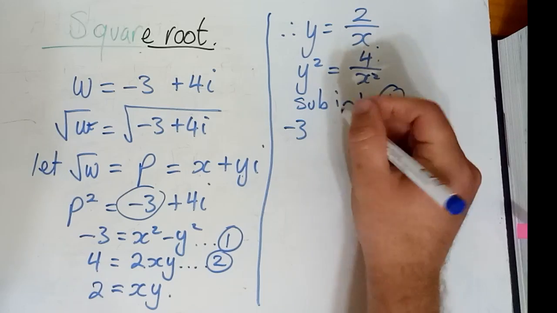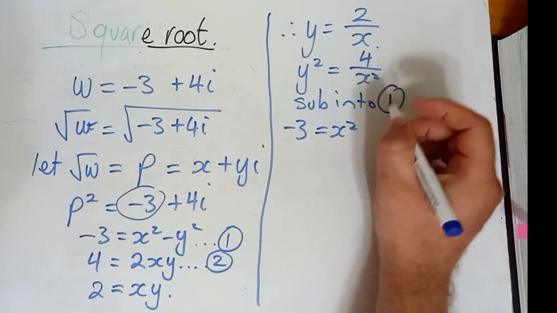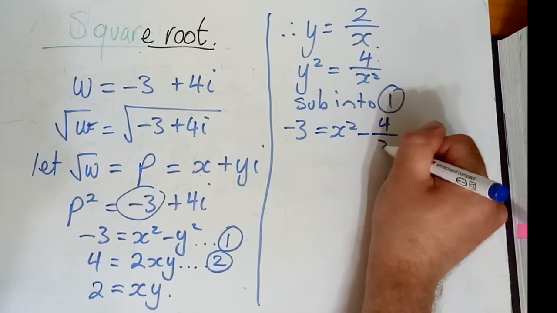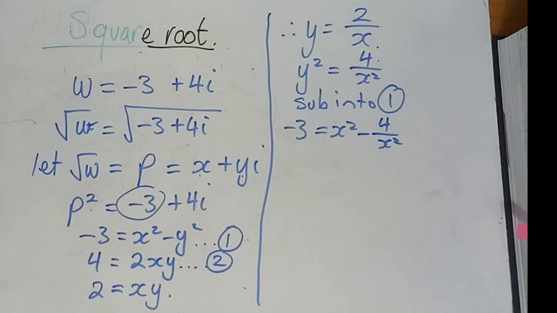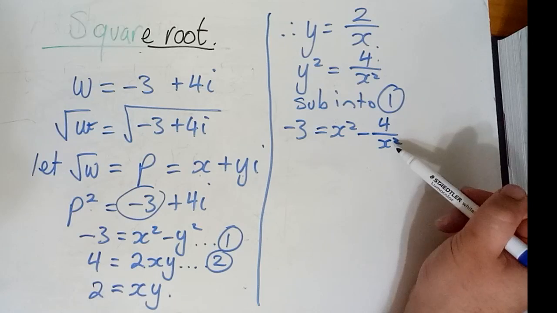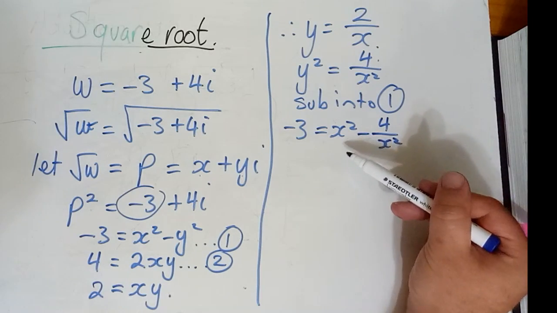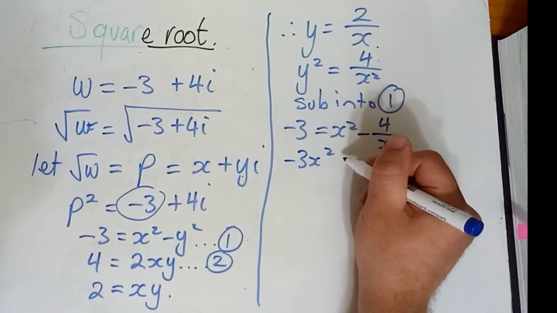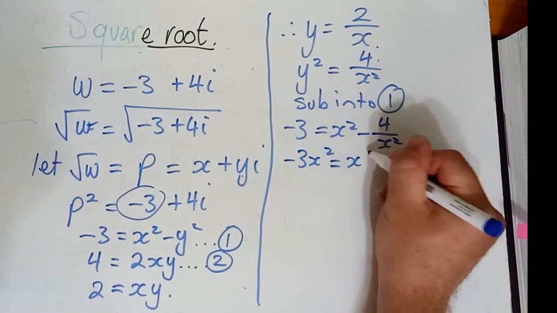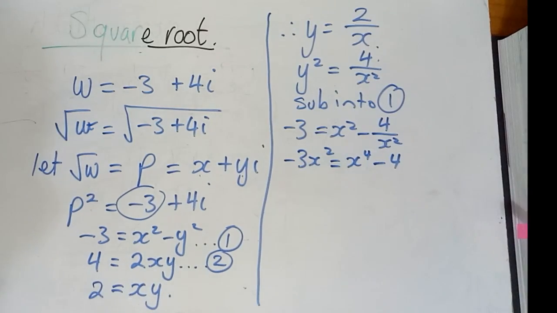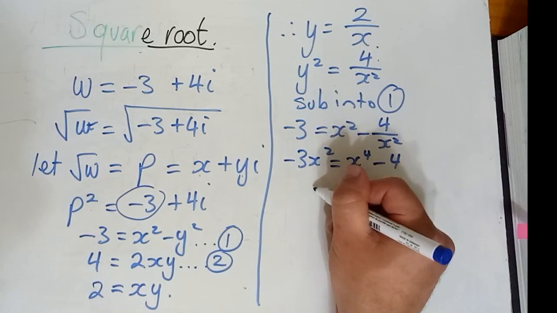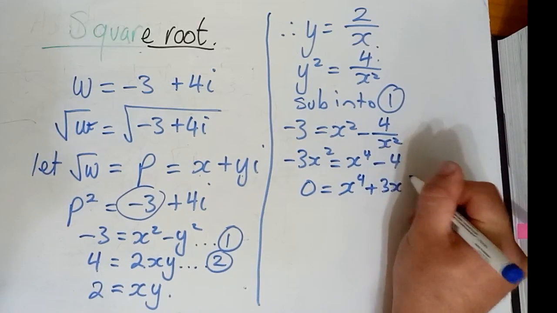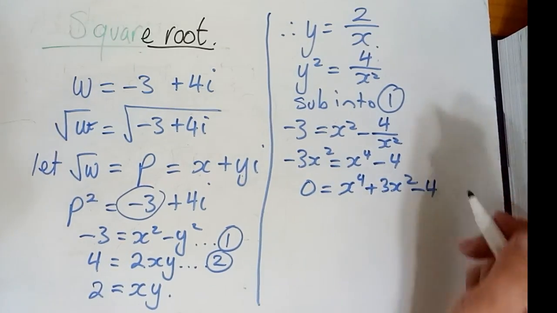Okay, see how this pans out. What do we get? Negative 3 equals x squared minus y squared. Now our y squared is 4 on x squared, so minus 4 on x squared. Let's multiply everything by x squared and see what happens. Minus 3x squared equals x to the 4 minus 4. Okay, so let's put it all equal to 0: x to the 4 plus 3x squared minus 4.